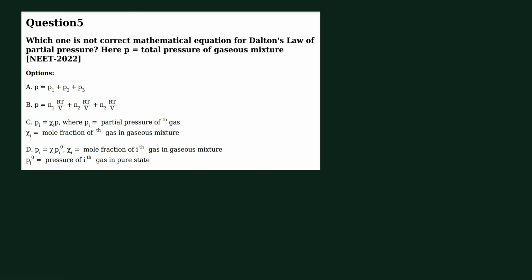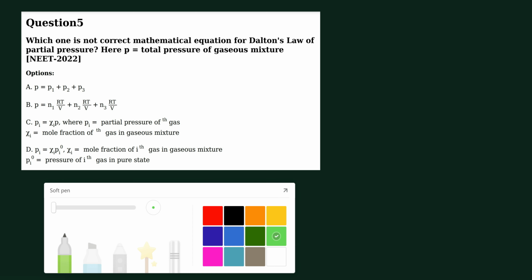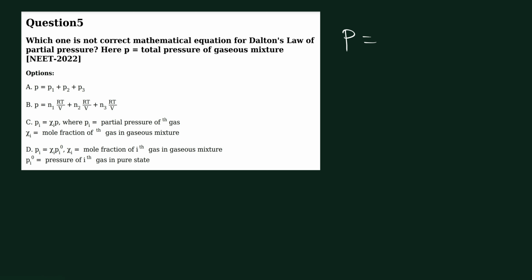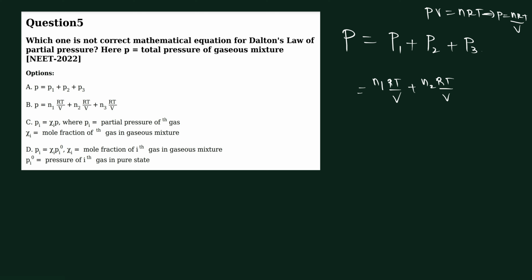Which one is not a correct mathematical equation for Dalton's law of partial pressure? Here P equals the total pressure of the gaseous mixture. And you know what Dalton's law is: the total pressure of the gaseous system is equal to the sum of the partial pressures of all individual gases. We know that PV equals nRT. So from this we can write P equals nRT by V. Then we can write P1 is equal to n1 into RT by V, P2 as n2 into RT by V, and P3 as n3 into RT by V.